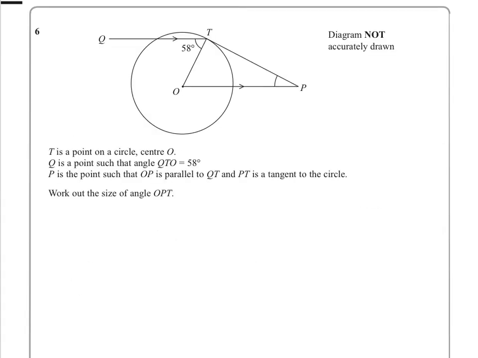We know from circle theorems that the angle between a radius and a tangent is always 90 degrees. Equally, the angle TOP, this one here, is alternate to the angle OTQ, alternate or Z angle, so therefore this angle here is 58 degrees. 180 degrees in a triangle, 180 minus 90 minus 58 equals 32.